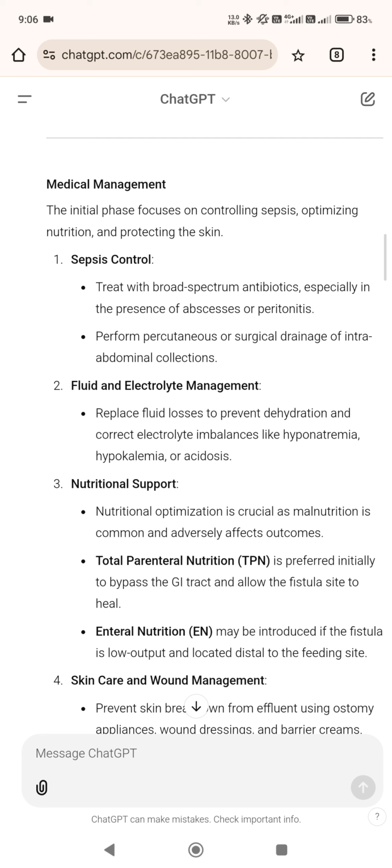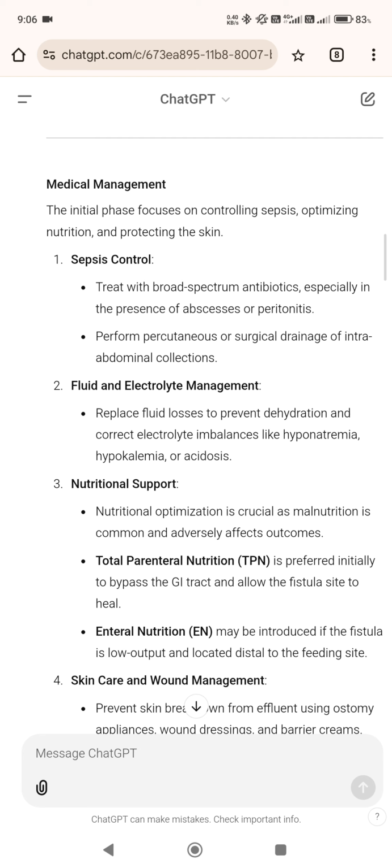1. Sepsis control. Treat with broad-spectrum antibiotics, especially in the presence of abscesses or peritonitis. Perform percutaneous or surgical drainage of intra-abdominal collections. 2. Fluid and electrolyte management. Replace fluid losses to prevent dehydration and correct electrolyte imbalances like hyponatremia, hypokalemia, or acidosis.